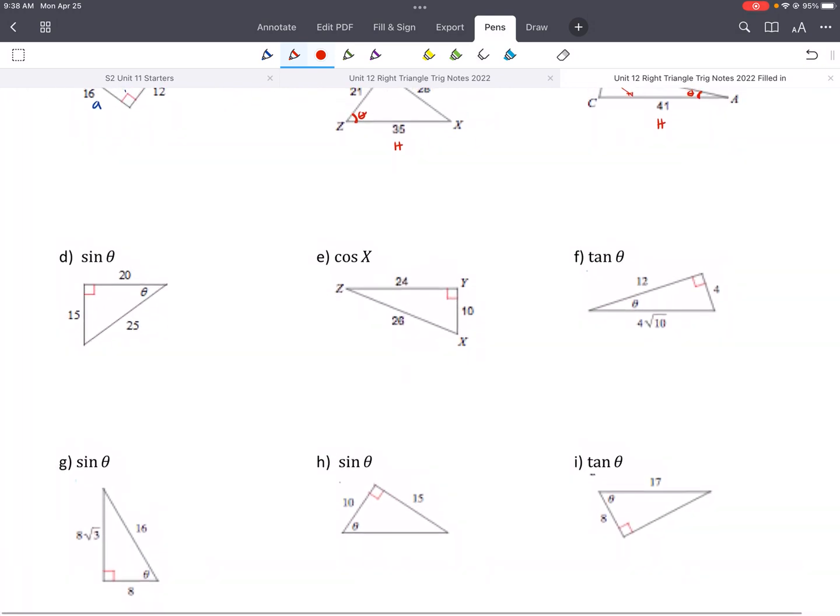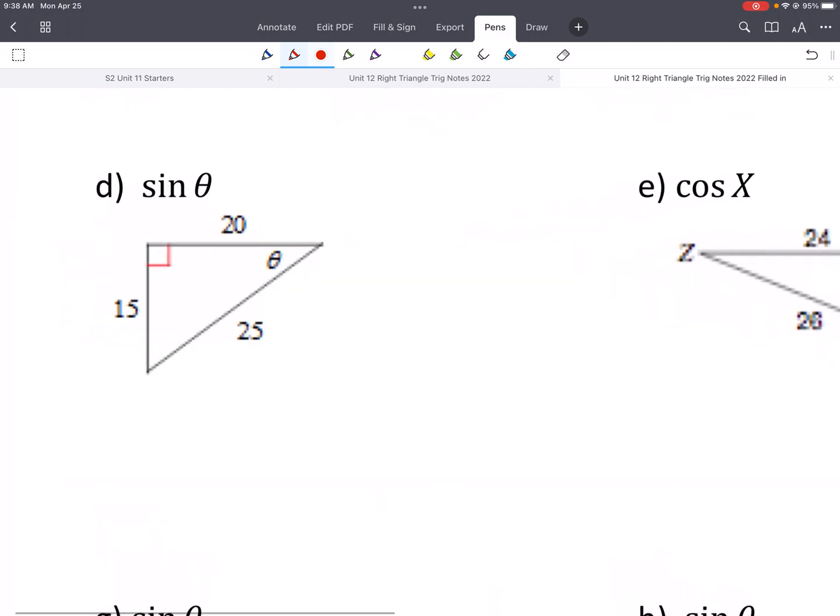Why don't you pause and do D, E, and F and see where we're at. All right, so labeling our sides. Here's our H, our O, and our A. Sine uses O over H, so that's our SO for SOHCAHTOA. So we got 15 over 25. You can divide top and bottom by 5, would get 3/5.